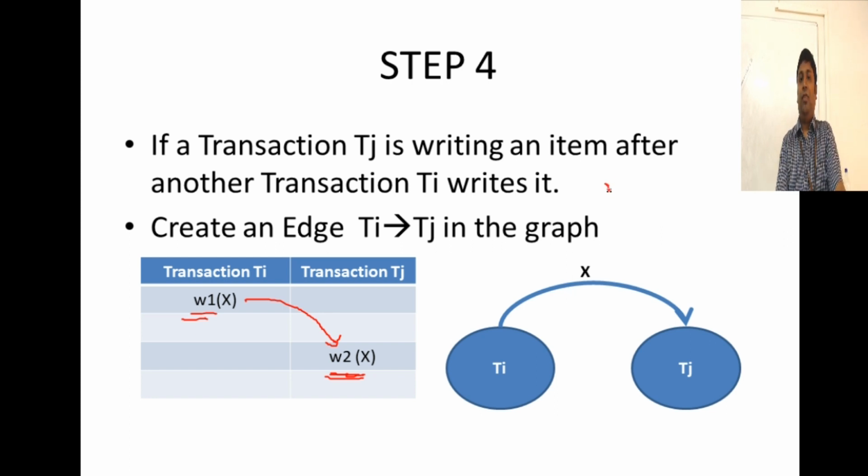So if you have read and write, and the timeline is like read happens first, write happens next. This is transaction Ti, this is transaction Tj. You're going to construct an arc like this. Suppose you have another write happening here. Say from Tj to Ti, there is a write. So what do we have to do? From Tj to Ti, you have to construct an arc and you have to say which item it is.